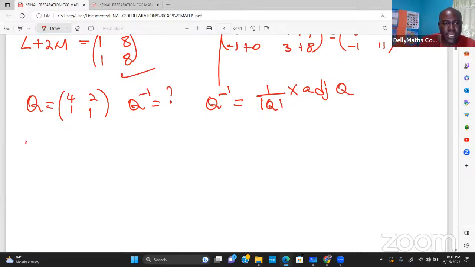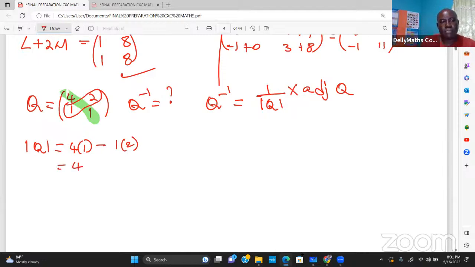Let's go for the determinant of Q. The determinant of Q is simply the product of the main diagonal, so 4 times 1, minus the product of the other diagonal, which is 1 times 2. So 4 minus 2 is 2. The determinant is equal to 2.